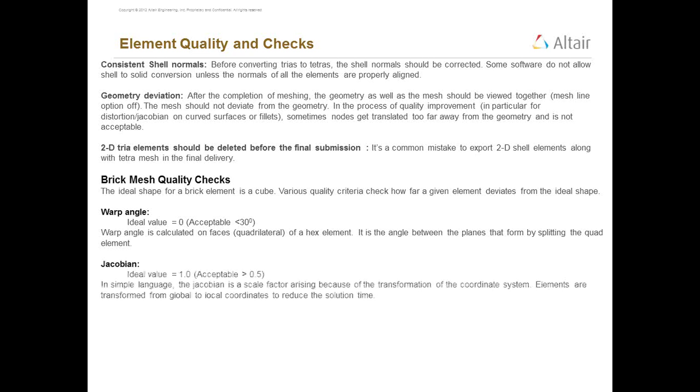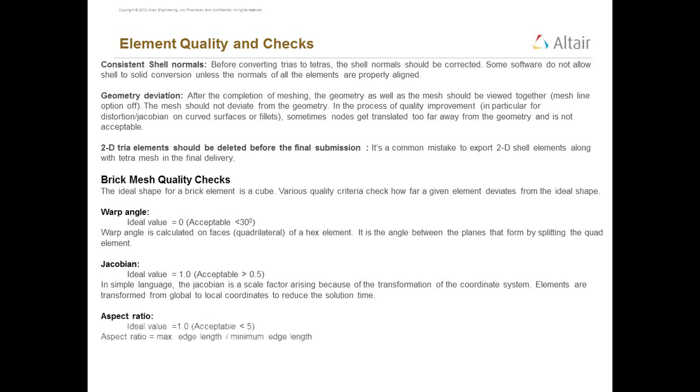Jacobian. Ideal value is 1. Acceptable should be greater than 0.5. In simple language, the Jacobian is a scale factor arising because of transformation of the coordinate system. Elements are transformed from global to local coordinates to reduce the solution time.